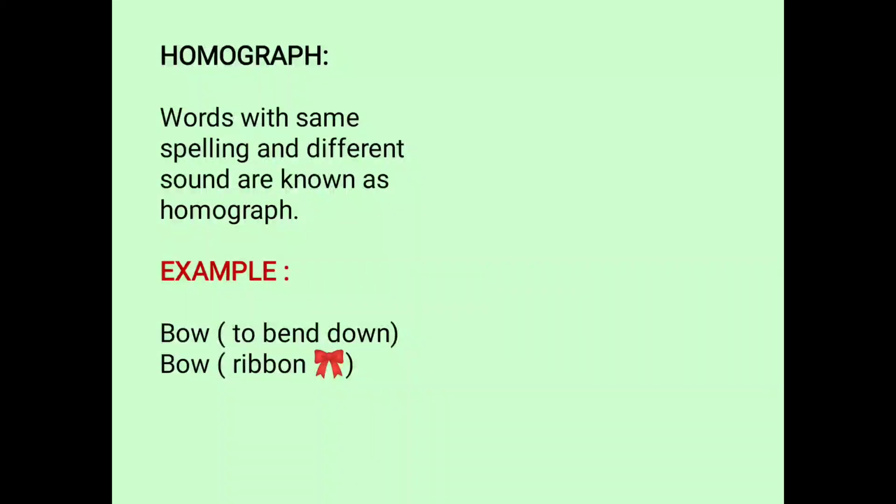Then the next lexical relation is homograph. Words with the same spelling and different sound are known as homographs. For example, see the example bow. The word bow means to bend down, and the second meaning is ribbon. So the word bow has the same spelling but has different sounds and meanings.